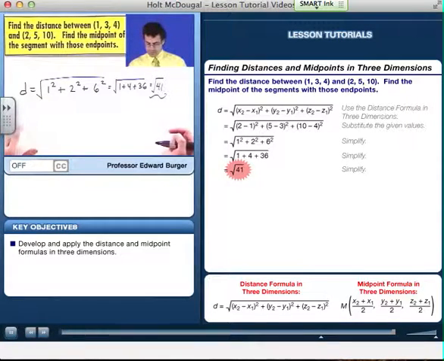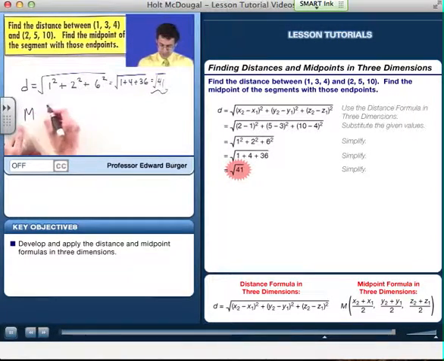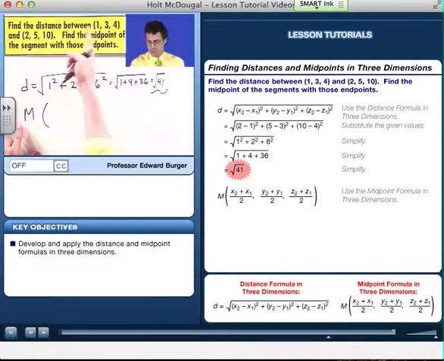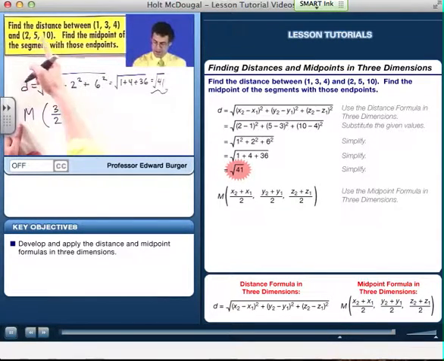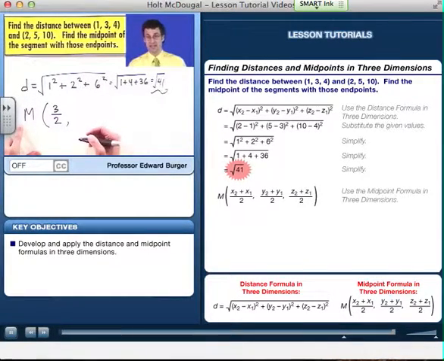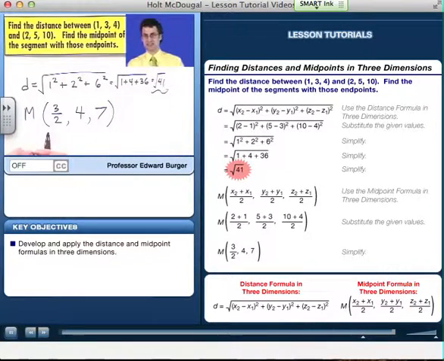How do we find the midpoint? Well, that's easy. The midpoint, we just average. So we take 2 plus 1 and add them and get 3. Divide by 2 and we get 3 halves, or 1 1/2. 5 plus 3 is 8. Take 8 and divide it by 2, and we see 4. And finally, 10 plus 4 is 14. Take half of 14, and we get 7. So we see that the point that's exactly right in the middle between this point and that point has the coordinates 3 halves, comma 4, comma 7.